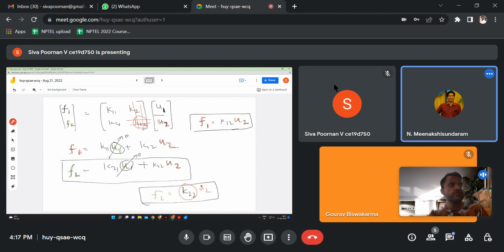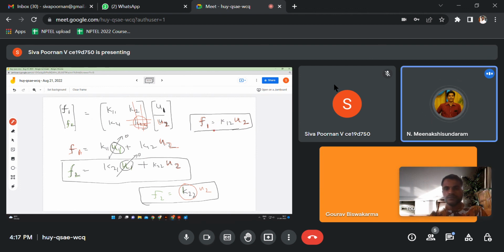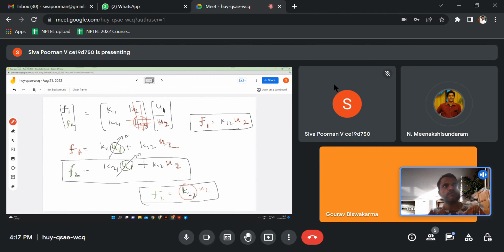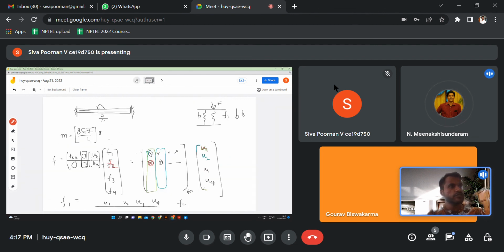Once you find out u2, you would be able to substitute in this and be able to find out f1. For those values, k12 would be important, okay? And k21 will have a transpose property relative to k12, okay? Fine.